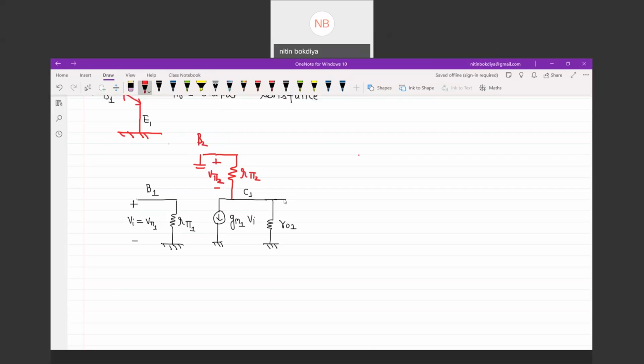Now we have one more element, the source for this, which is GM2 into V pi 2. And what else can we draw? We can draw a resistance, the output resistance R02. And this is our C2, and C2 is also connected to ground.